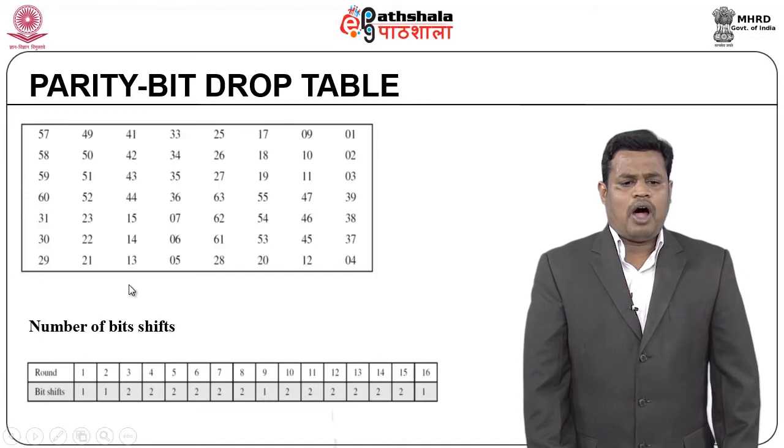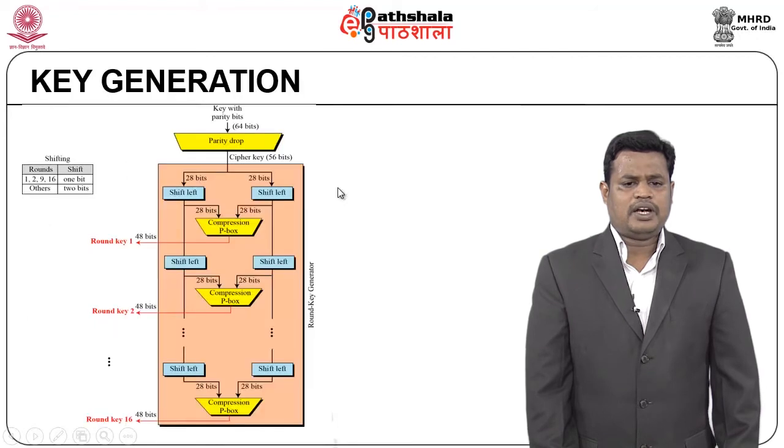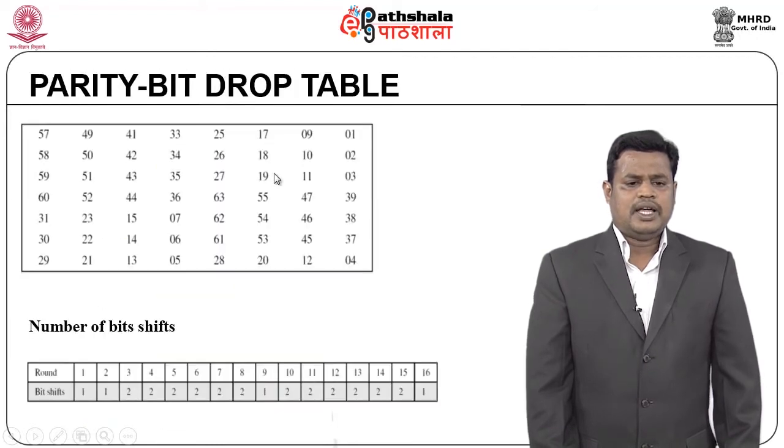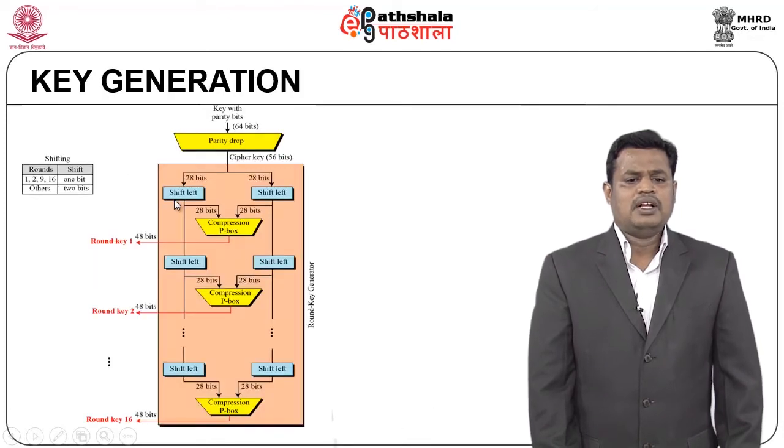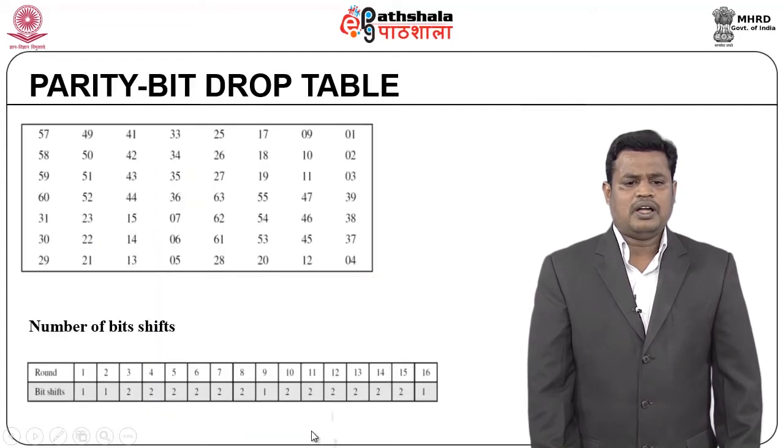So, the parity drop is mentioned here. This is the table showing how the parity bit is dropped, which is the initial step. Then the next step we need to understand is the number of bit shifts that happen, that is with respect to the shift left block, and how we are going to shift the bits.